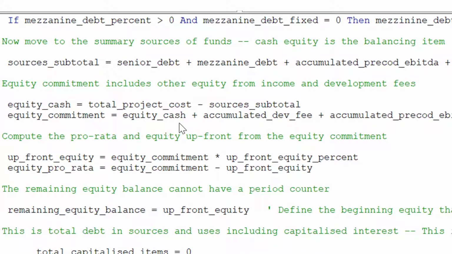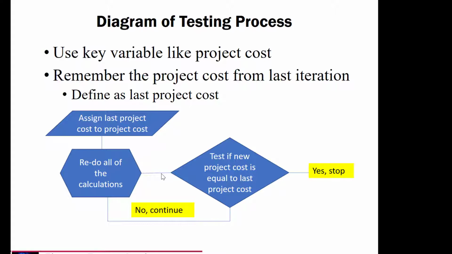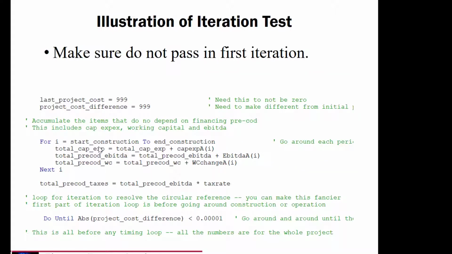Equity commitment, you have to add all the rest of this stuff. Equity up front is the upfront fee. Hopefully it's transparent, and you just move through the calculations exactly the same way you hopefully did them, in a nice structured way. And then the problem is it goes around and around and it tests. It says, what was our project cost last time? Let's redo all the calculations and compute a new project cost. If the new one is the same as the old one, stop. If it's not, just continue and go around.